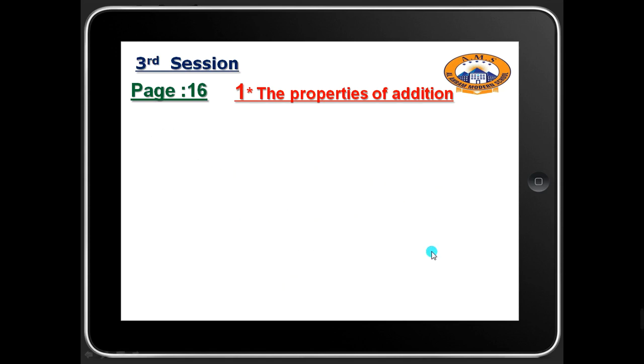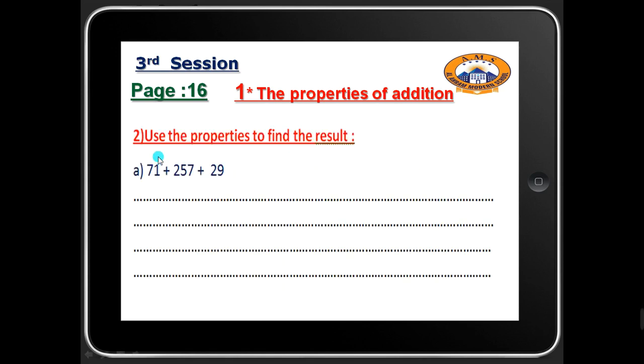We have more exercises about it. Exercise number 2, use the properties to find the result. Here I have 71 plus 257 plus 29. My dear students, the idea here is to look at the numbers in the units place. Here I have 1, here I have 7, here I have 9. So what I'm going to do with these numbers, search for 2 numbers that if you add them together, the answer will give you 10.